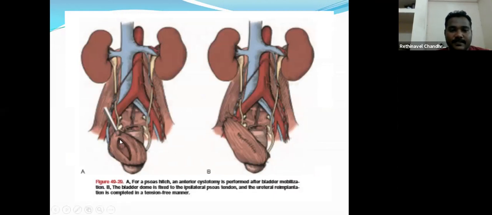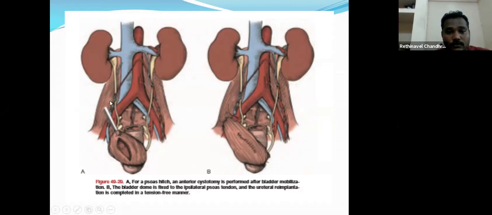What we will do means this bladder will be mobilized and the ipsilateral bladder will be sutured to the psoas minor tendon. So the question is the four important points where the question is asked. The ipsilateral dome of the bladder is anastomosed to which psoas tendon? Psoas major or minor? It is the psoas minor tendon.